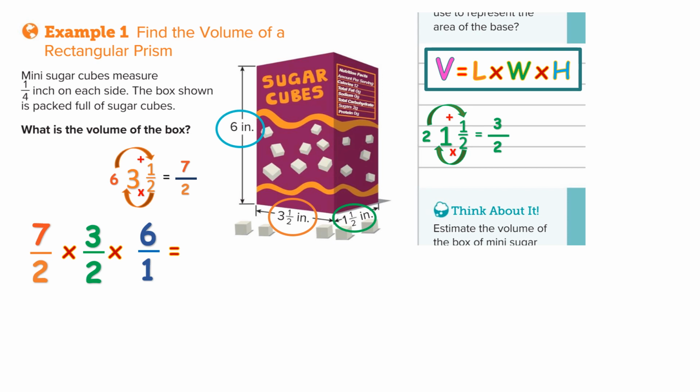Now, when I'm multiplying fractions, how do I do it? I just multiply across. So I have 2 times 2 times 1, which is 4. And then I have 7 times 3, and that's 21. And 21 times 6 gives me 126.